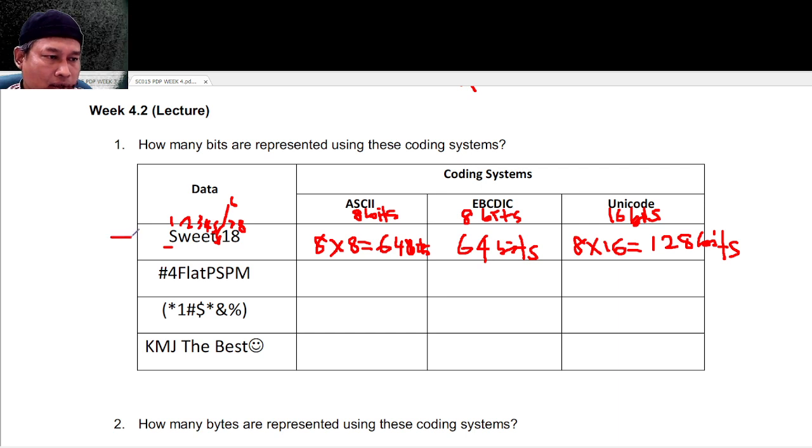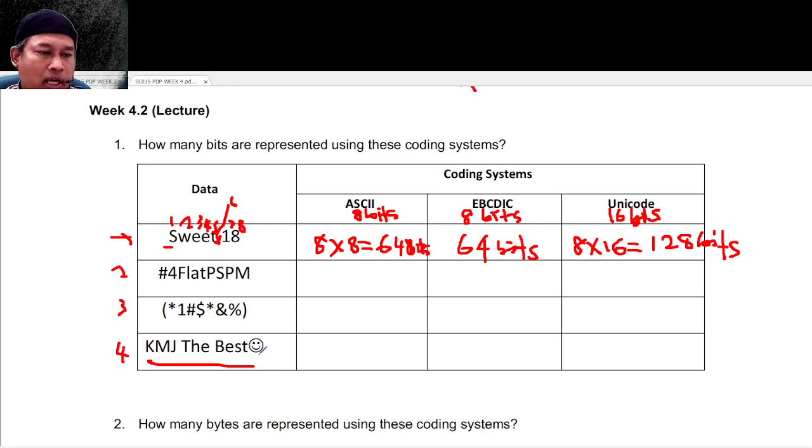Okay, this is 1, 2, 3, 4. I hope you will answer question number 2 and number 3, and then I will discuss question number 4. KMG the best. Now, the last of the word KMG the best is an emoticon.